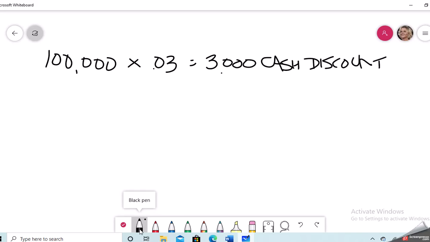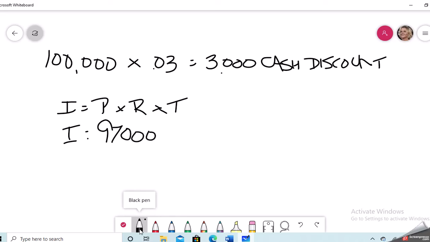So if we save $3,000, we come to our interest formula. Interest equals principal times rate times time. And then we solve for the interest that we would have to pay. We would need to borrow the $97,000. We wouldn't have to borrow the whole $100,000, because if we take it in those 5 days, we're only paying $97,000 at a rate of 10% for the difference in those days, which would be the 55 days.